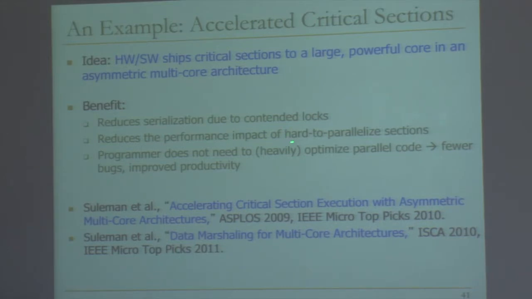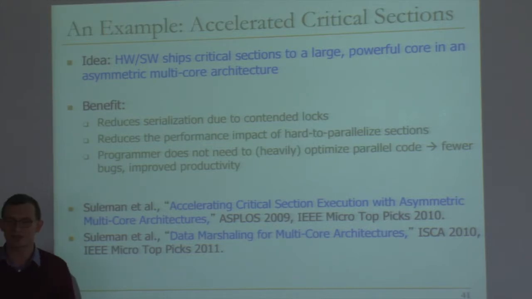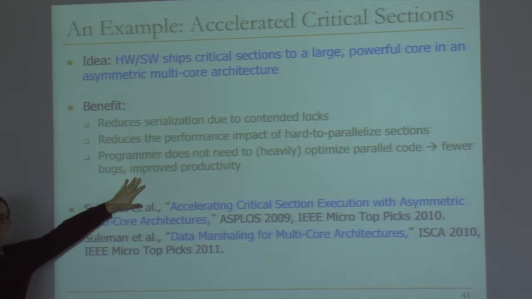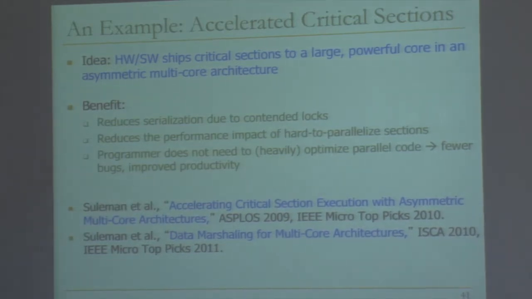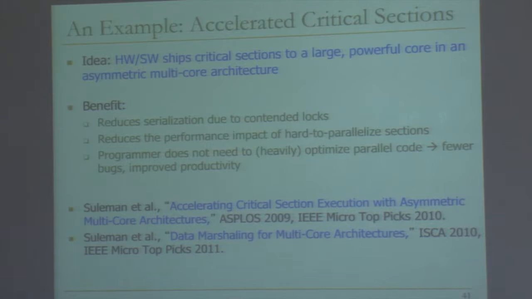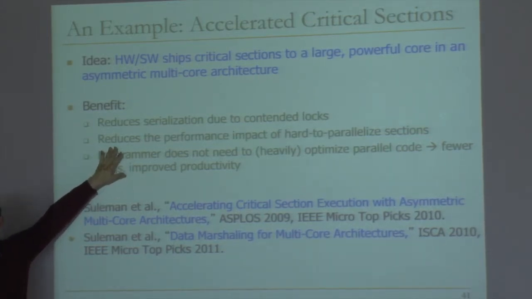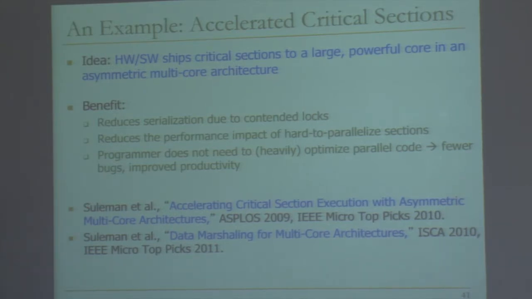The benefit: you can reduce serialization due to contended locks. You can reduce the performance impact of hard-to-parallelize sections. The programmer now can say, oh, I don't know how to parallelize this without running into bugs, so let me make the critical section a little bit large, and I hope the hardware will accelerate it. So now you're actually making the programmer's life a lot easier. And the hope is that the programmer doesn't need to heavily optimize the parallel code. They get fewer bugs, they get improved productivity. And maybe over generations they parallelize their code and they get better performance. And over time, maybe you need less and less of this asymmetry. But that's always an illusion also, because there will be some other bottlenecks that will probably require asymmetry.